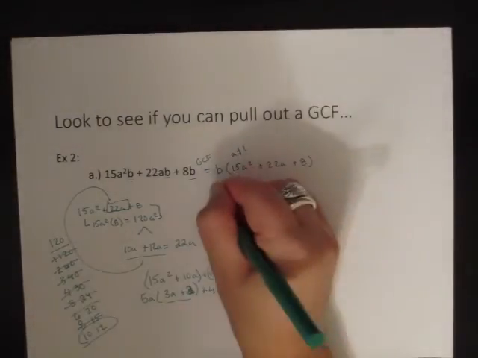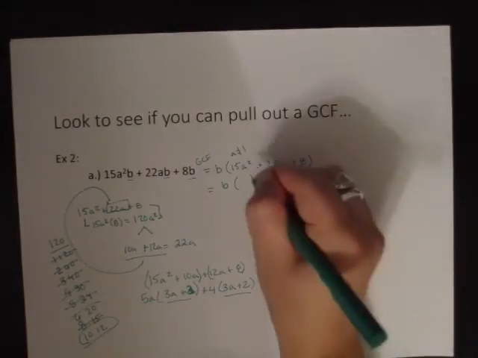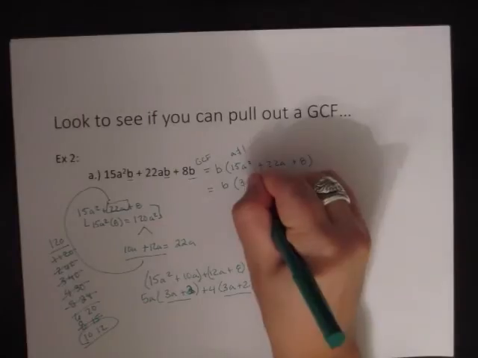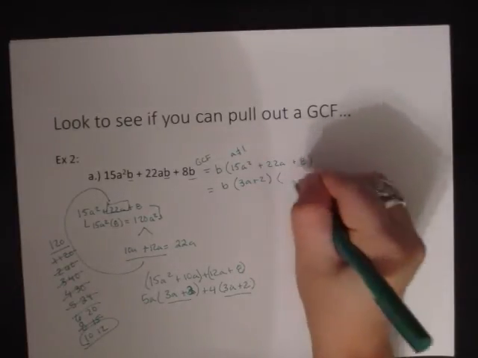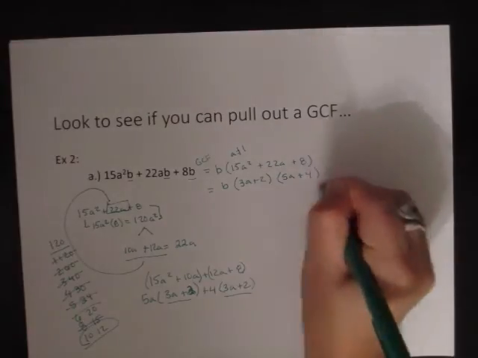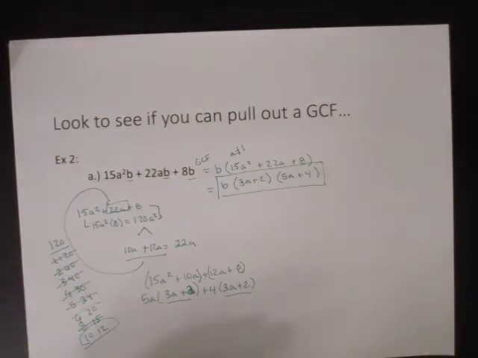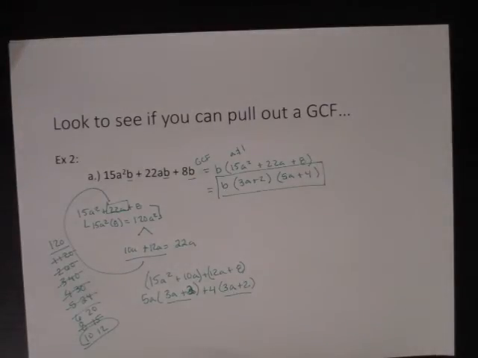So what I need to do first is bring down this b. Then I can write my common binomial, so 3a plus 2. And then I can write whatever's left over, so 5a plus 4. And I box my answer. Is it tedious? Yeah, I agree. But this process will work every single time, and you won't have to guess and check anything.